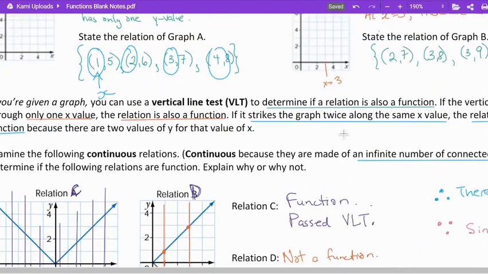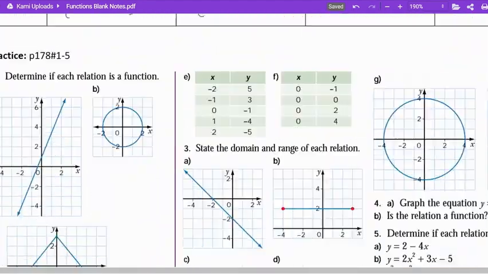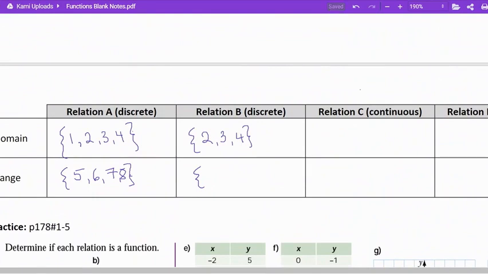I forgot where we go. 7, 8, 9, 10. All right. And so the range for relation B, 7, 8, 9, 10.